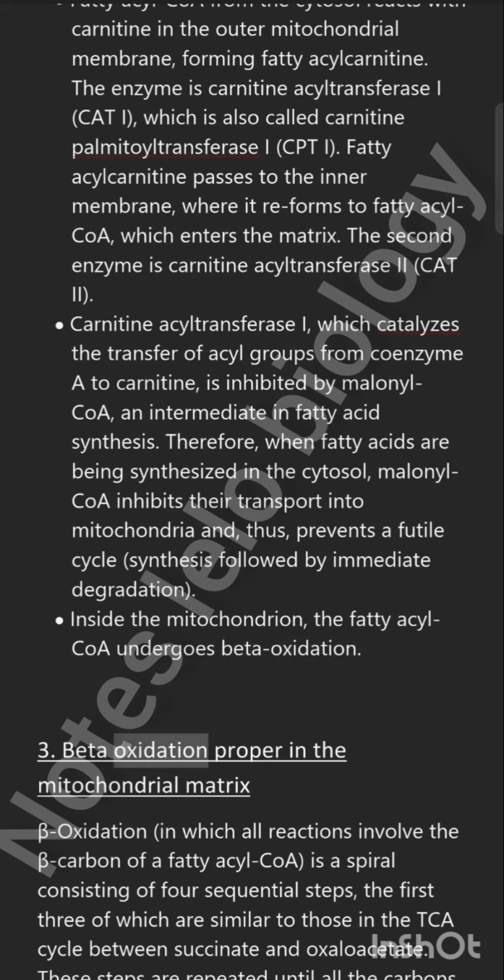3. Beta oxidation proper in the mitochondrial matrix. Beta oxidation, in which all reactions involve the beta carbon of a fatty acyl-CoA, is a spiral consisting of 4 sequential steps, the first 3 of which are similar to those in the TCA cycle between succinate and oxaloacetate. These steps are repeated until all the carbons of an even-chain fatty acyl-CoA are converted to acetyl-CoA.